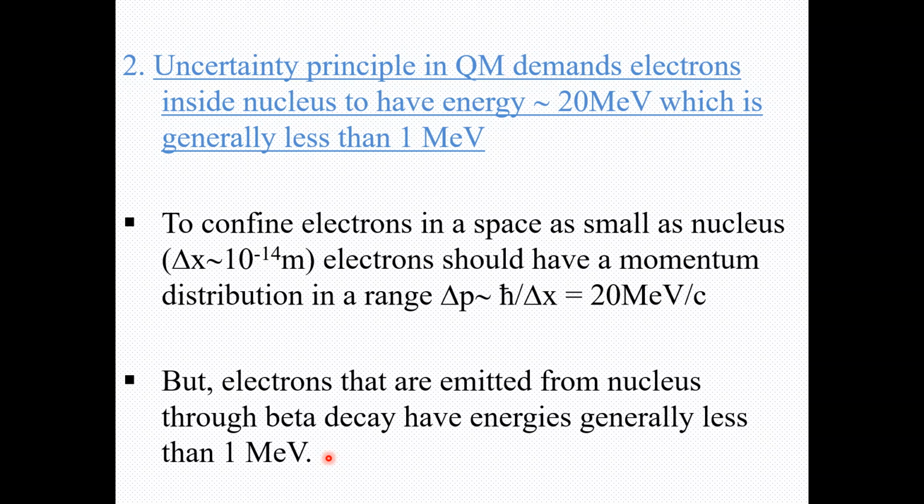That is, in order for the electron to reside inside the nucleus, it should have an energy approximately equal to 20 MeV. But the observed energy during beta decay emission, that is beta negative, is found to be equal to or less than 1 MeV. So this much energy is not possible for the electrons under those circumstances. That is the second reason why the electron cannot reside inside the nucleus.